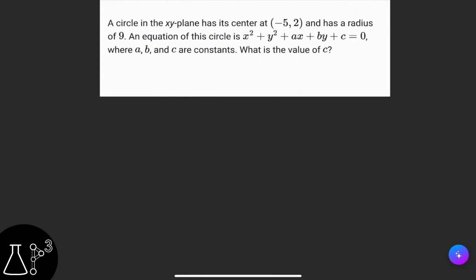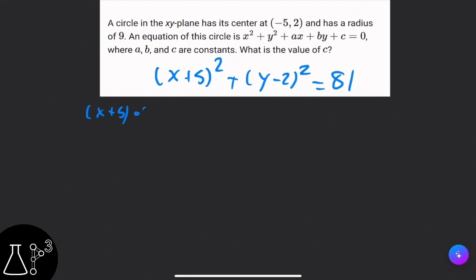Now, in order to solve this question, we need to rewrite it in the equation of a circle, using what's given already. So we can rewrite that as the following. x plus 5 squared plus, actually, y minus 2 squared, which equals 81. Now, let's expand both sides. So we want to do x plus 5 multiplied by x plus 5, plus y minus 2 multiplied by y minus 2, which equals 81. 81 doesn't change so far.